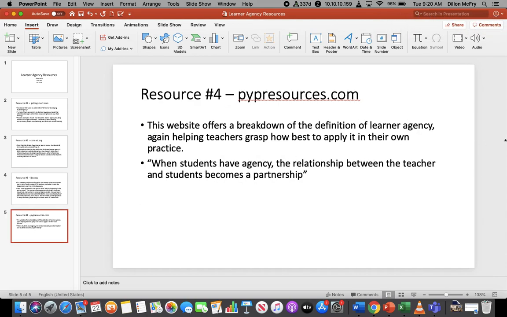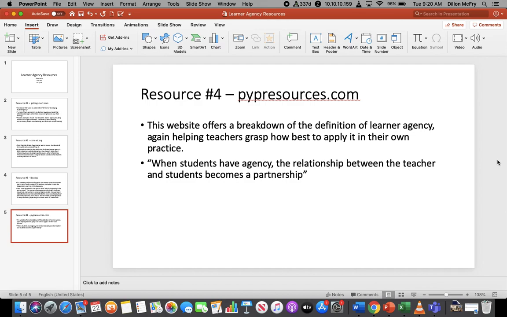Finally, the last resource, number 4, was PYP Resources.com. This broke down the definition of learner agency, which again helps teachers grasp how best to apply it in our own practices, in our own classroom. The best quote I found from this: when students have agency, the relationship between the teacher and students becomes a partnership.